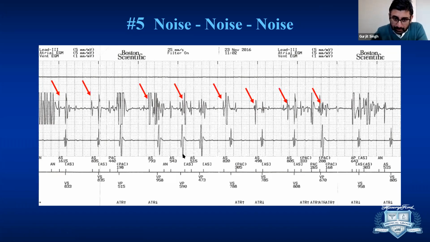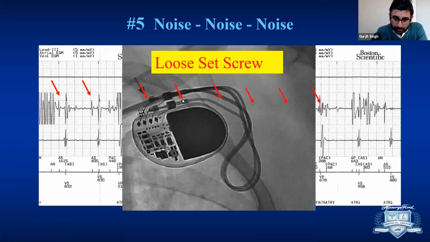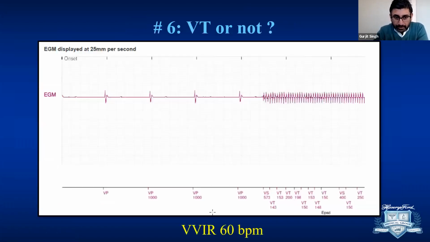Somebody forgot to put the lead in properly, and you should do an enlarged X-ray. In this case, the bottom one is the ventricular channel, the top one is the atrial channel. The atrial screw is not all the way pushed in. So this is an example of a loose set screw. Usually this happens immediately or within the first couple of months after device implantation. Rarely do we see this after many, many years. The other reason for this noise could be a fracture also.